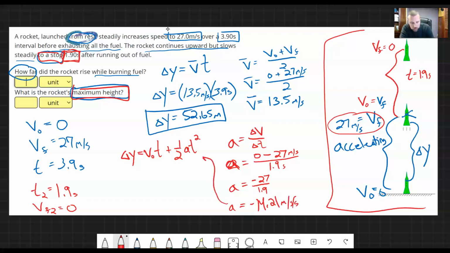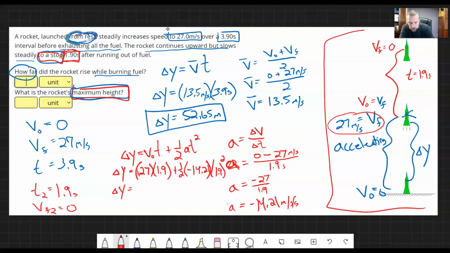Now, all of that gets plugged into my displacement equation. So, delta y, initial velocity is 27 meters per second. That's going upwards, so it's important that that is positive. I'm actually going to leave the units out only because I'm running out of space here. So, 27, and the amount of time was 1.9 seconds, plus 1/2 times my acceleration of negative 14.21, times my time squared, so 1.9 squared.